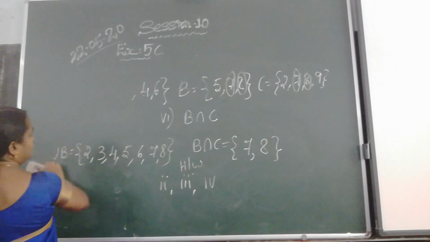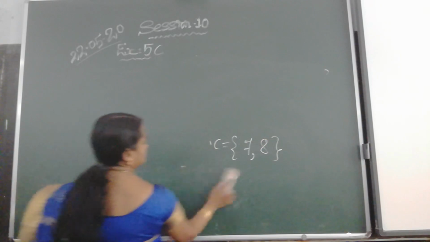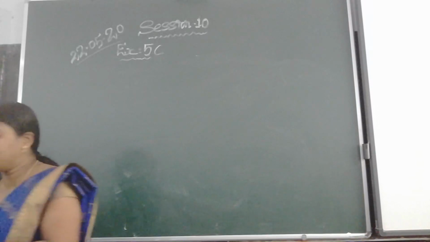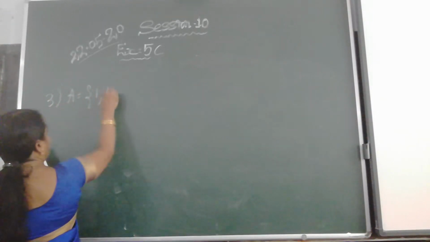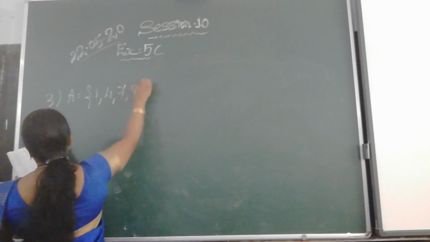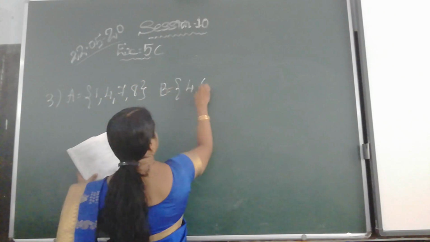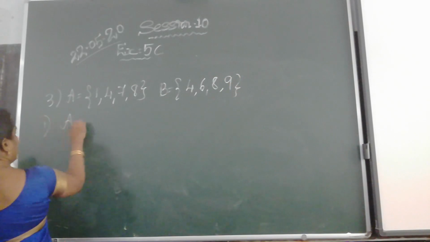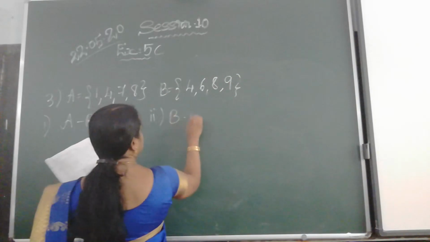Now we will move to the third question. In the third question, A minus B is given. A is given as 1, 4, 7, 8, and B is given as 4, 6, 8, 9. What we have to find out: the first one is A minus B and the second one is B minus A.